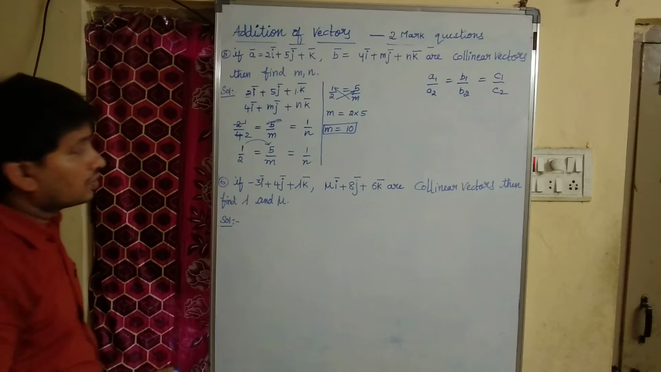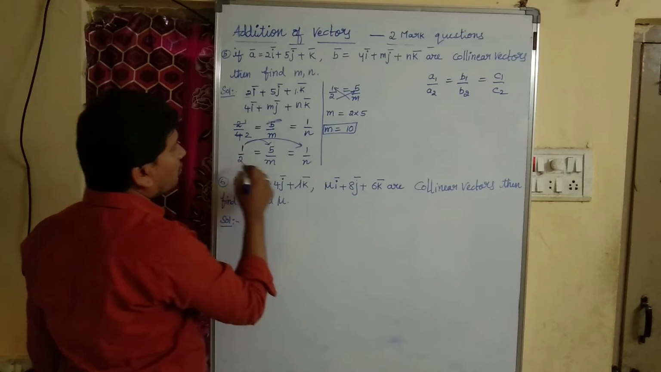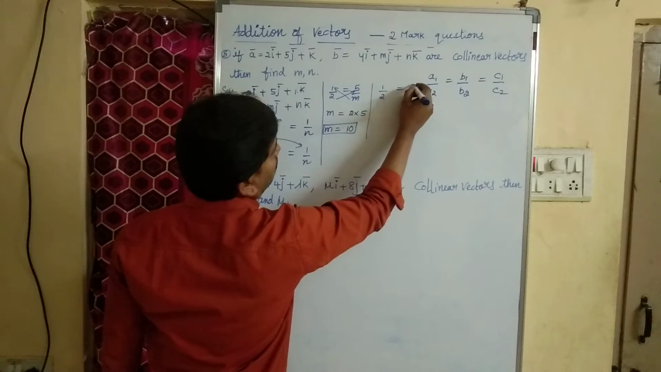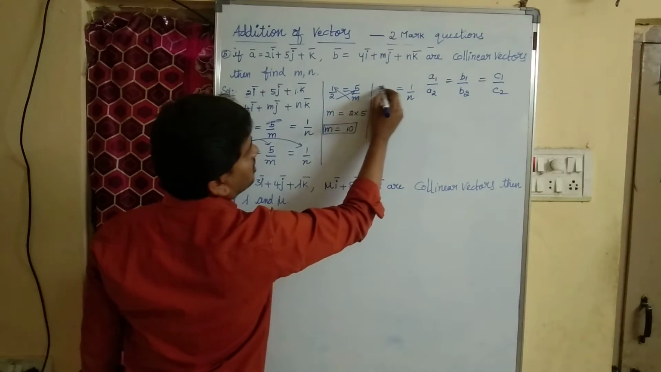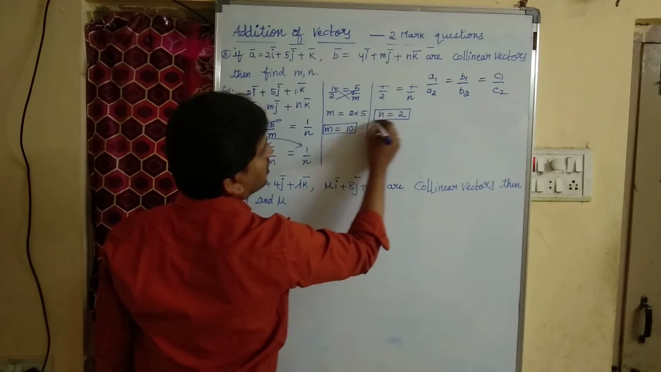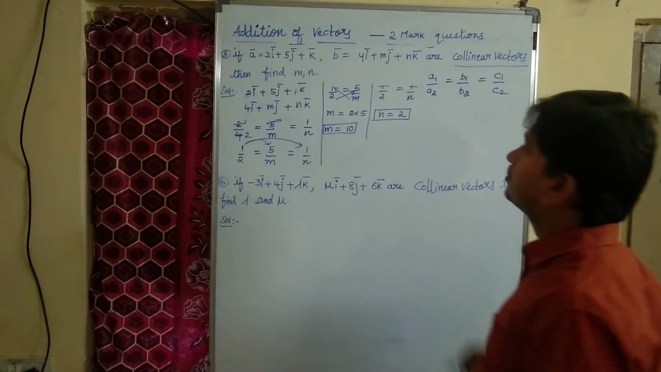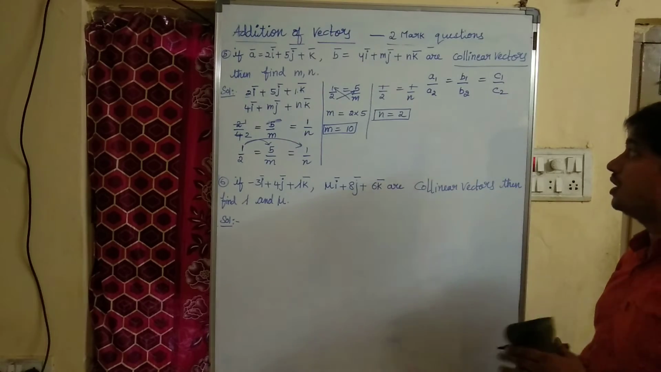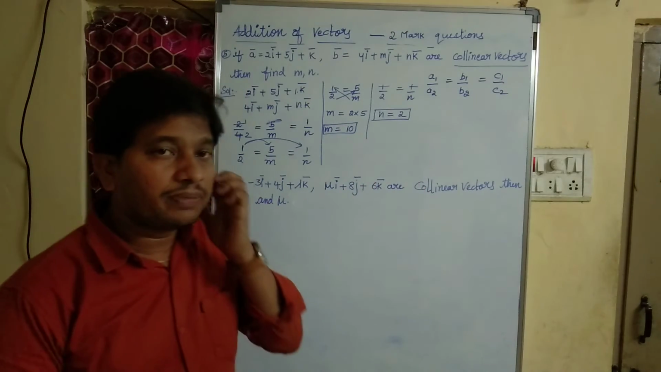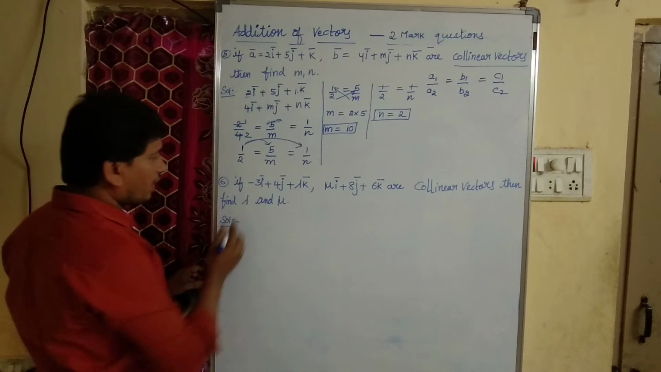Now coming to how to find n value, we can also equate 1 by 2 equal to 1 by n. As 1 gets cancelled, so what is the value of n? n value is 2. So remember the point here is collinear. So what is the condition for collinear? A1 by A2 equal to B1 by B2 equal to C1 by C2. In the same manner, question, we have two vectors here.